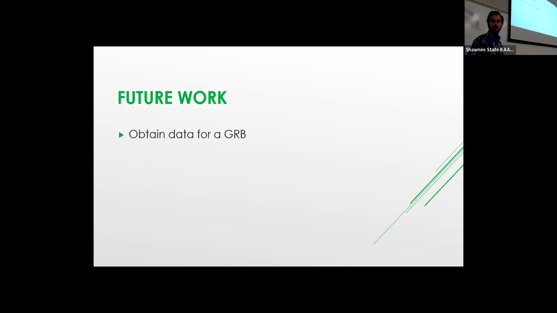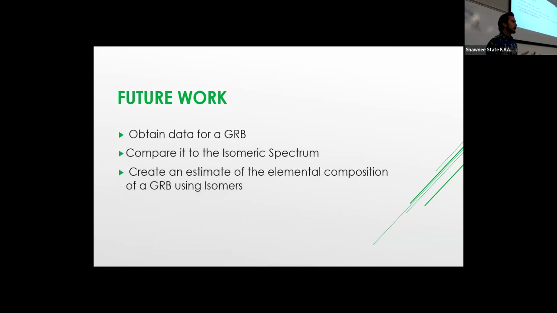So for future work, we'd like to obtain the actual data for a real gamma ray burst. We'd like to compare it to the isomeric spectrum. And then we'd like to actually create a real estimate for what elements are being produced and what elements are making these gamma rays in a gamma ray burst. And, of course, using the isomers.